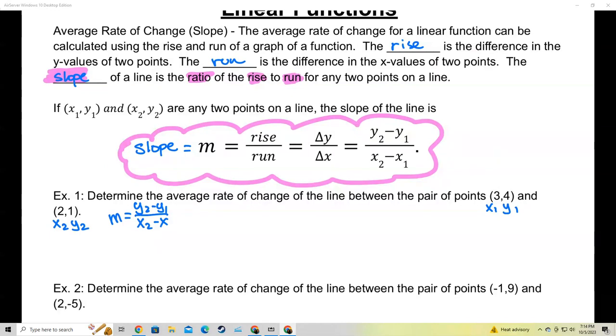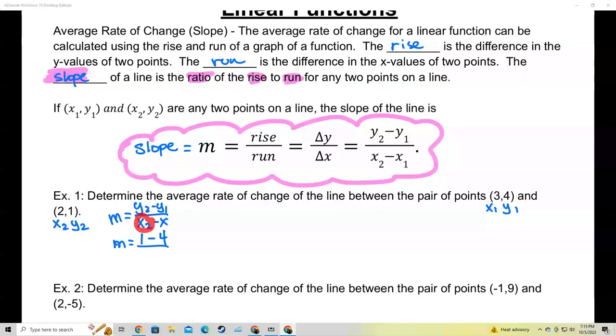First time around, I'm going to go kind of slow on it. After that, we're going to go fast. So when I say y2, what I mean is my second y. Remember, my second y is right here, which means it's going to be the number 1. So I'm going to write m is equal to that number 1 minus, in this case, now I got to subtract my y1. My first y is right here. So instead of minus y1, I'm going to write minus 4. I'm done with the top. I'm going to move on to the bottom.